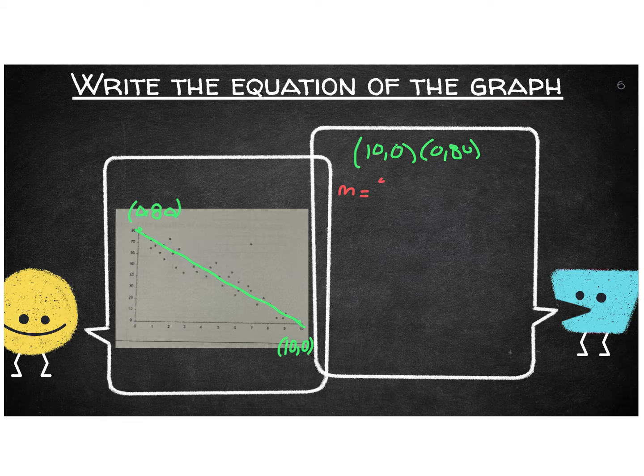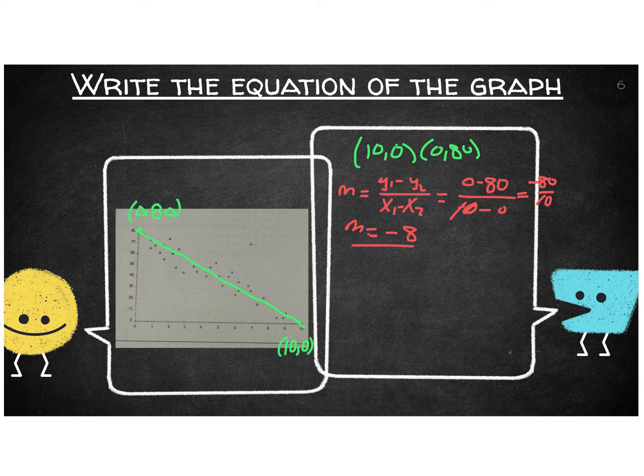So m equals y1 minus y2 over x1 minus x2, slope. So put my points in. 0 minus 80 over 10 minus 0. So that would give me negative 80 over 10, which is going to be a negative 8. So m is negative 8.